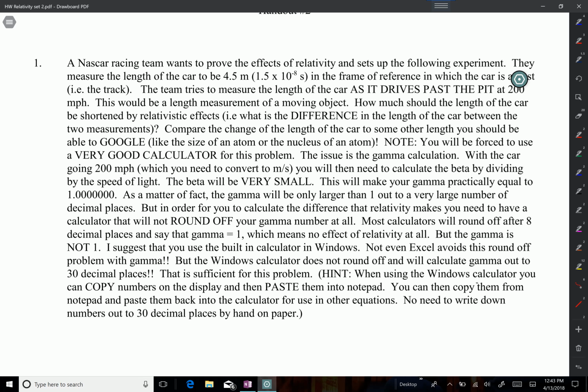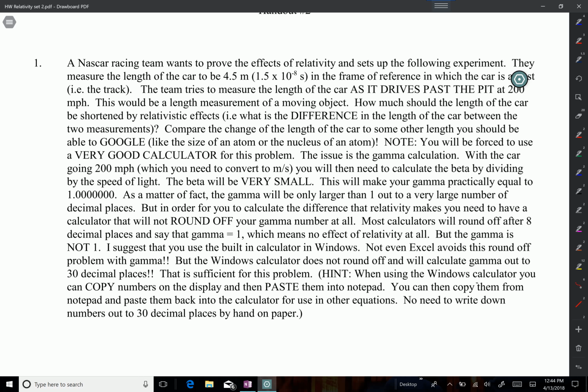So here's the issue. We have a NASCAR, an automobile racing at 200 miles an hour around the track. The car is measured at 4.5 meters in length, which is 1.5 times 10 to the minus 8 seconds. I can record the length either as a meters number or as a seconds number, a time for light to travel 4.5 meters.